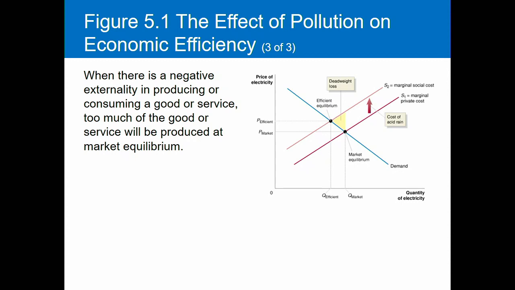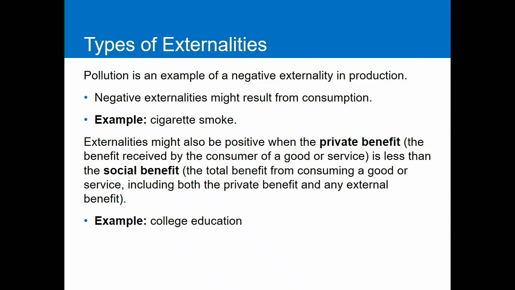The good thing to remember is that when there's a negative externality in producing or consuming a good or service, too much of the good or service is going to be produced at the market equilibrium. The market is going to end up with overproduction, with too much cost on society. Pollution is one of the most common examples of negative externalities. Negative externalities can also result from consumption, not just from the production process. Pollution is typically from the production process, while an example of a negative externality from consumption is cigarette smoke.